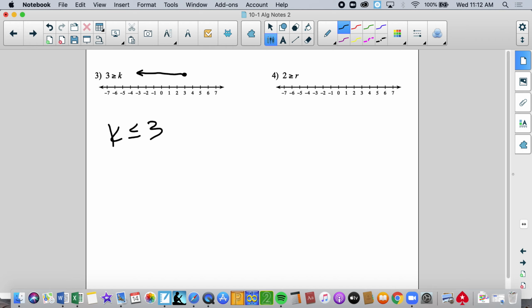Here we go again. We have 2 is greater than or equal to r. Let's rewrite it with the variable coming first. The inequality is eating the 2, meaning instead of eating the r, that would be eating the variable. So now we have our solutions are less than or equal to 2. We're going to have a closed circle, again going to the left.